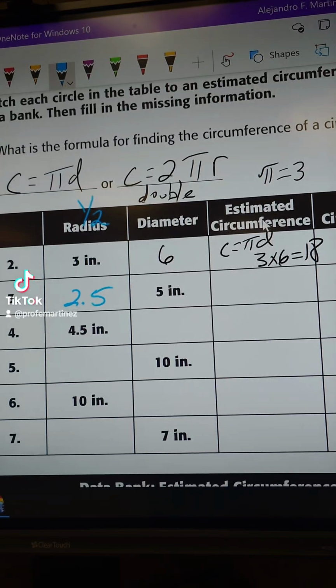And to find the circumference, same thing. Pi times diameter. Pi is 3 times the diameter, which is 5. So 3 times 5 is 15.